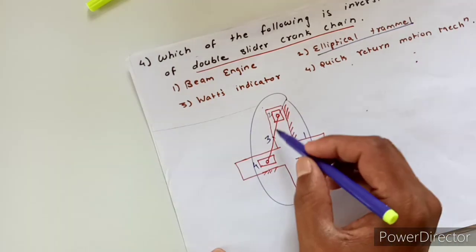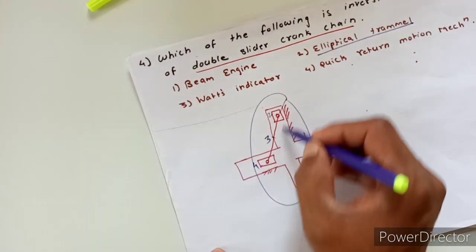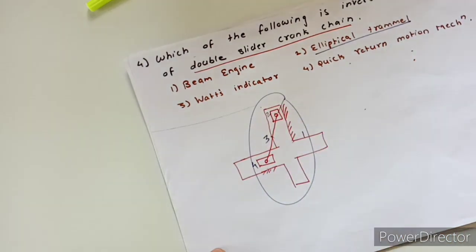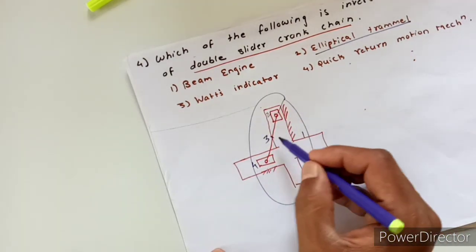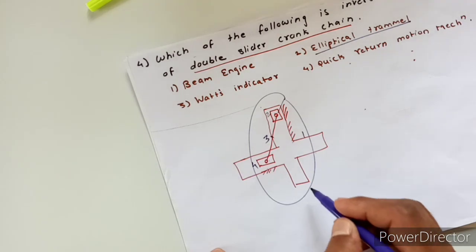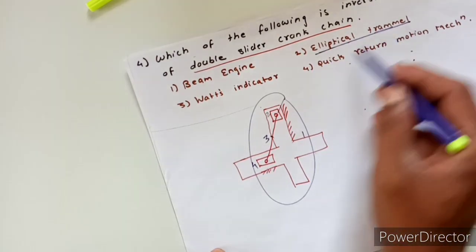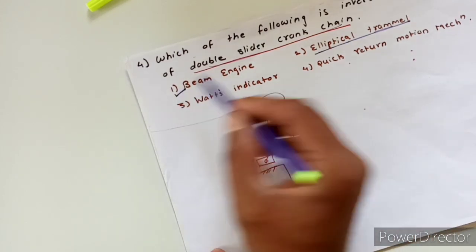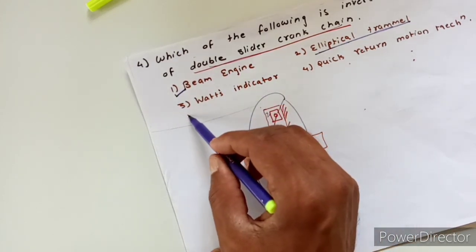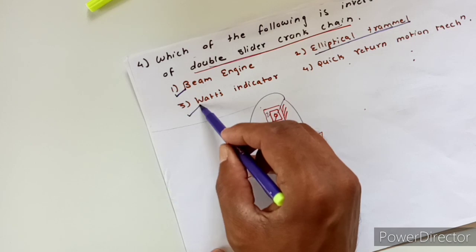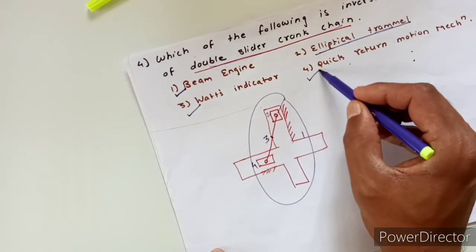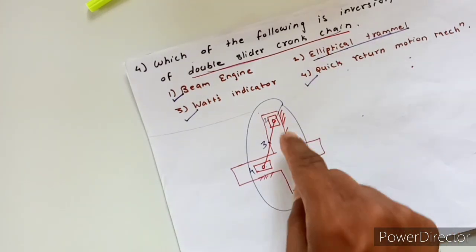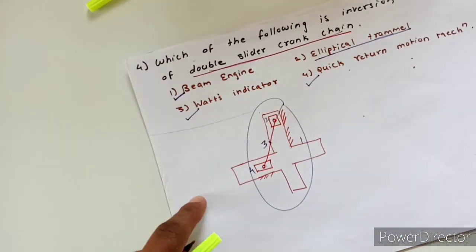You will remember this, any point on this connecting link, that is link number 3, will trace an elliptical path, and the midpoint will trace a circular path. So this is elliptical trammel. So the correct option is elliptical trammel, which is the inversion of double slider crank chain, because beam engine is the inversion of 4-bar chain, Watt's indicator the inversion of 4-bar chain, quick return motion mechanism is the inversion of single slider crank chain, and elliptical trammel is the inversion of double slider crank chain.